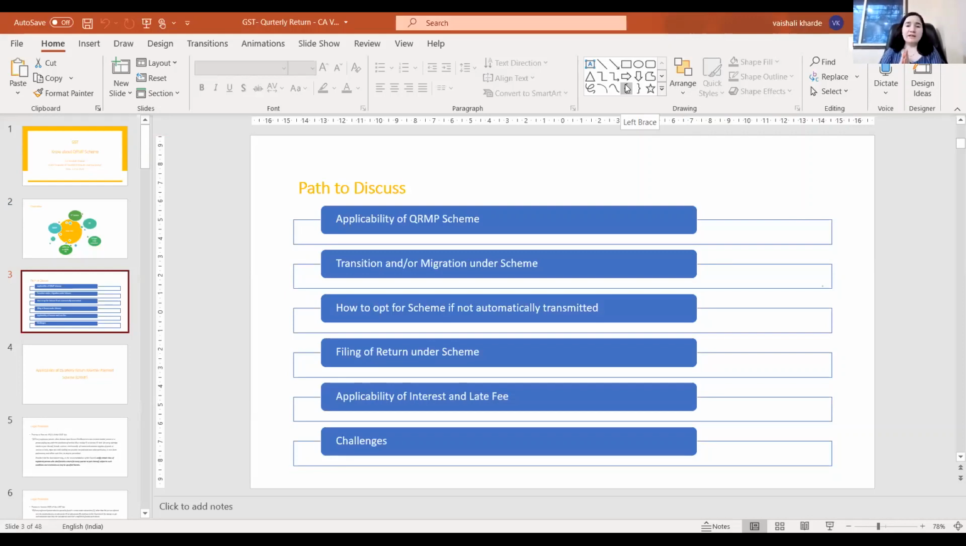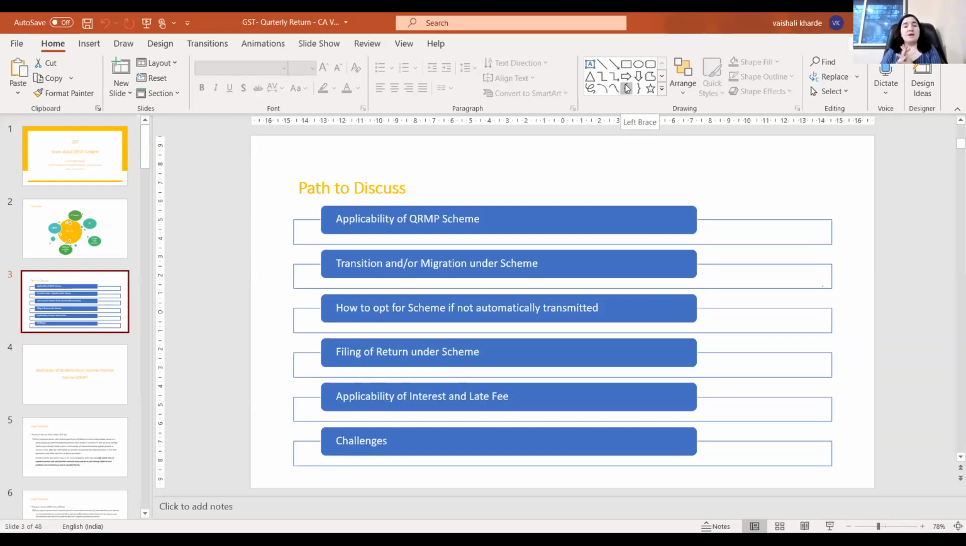Then what are the returns, that is, what is the monthly procedure and the quarterly returns a taxpayer is required to file under the scheme. Then the applicability of interest and late fee, how interest and late fee apply and when they apply, we are going to discuss.